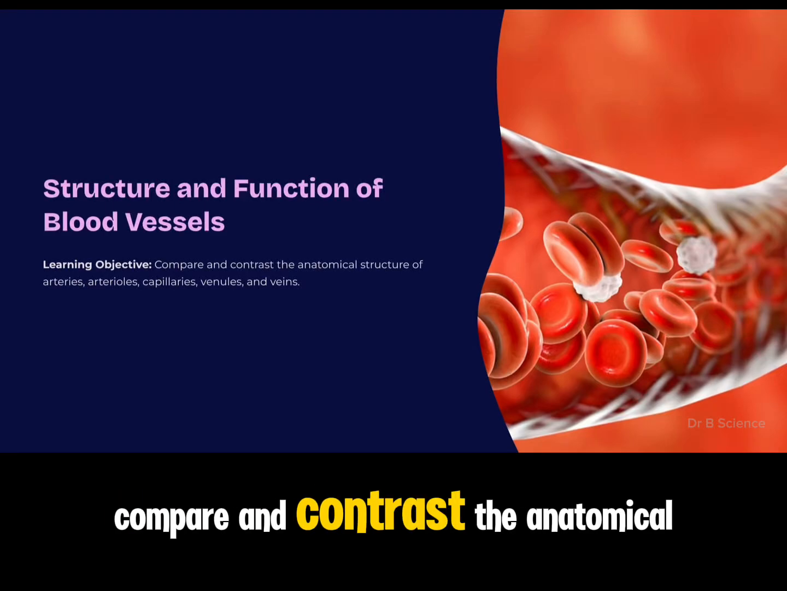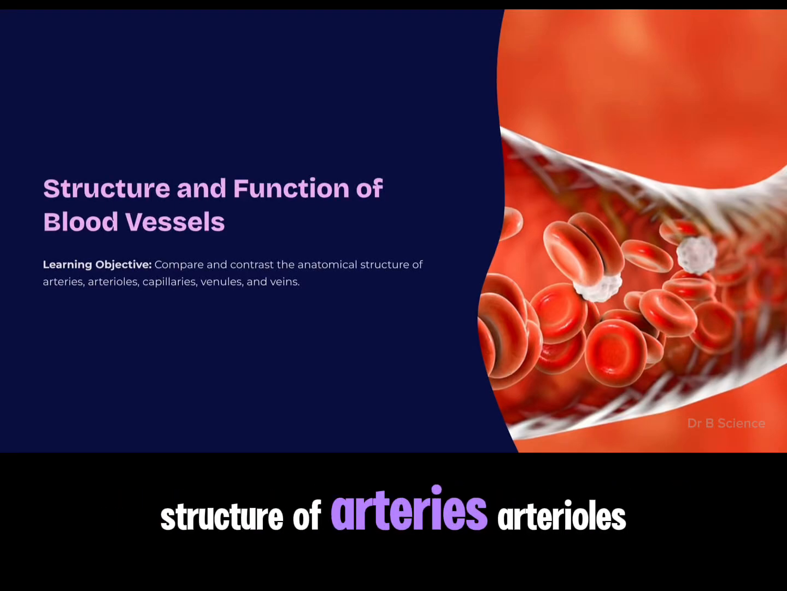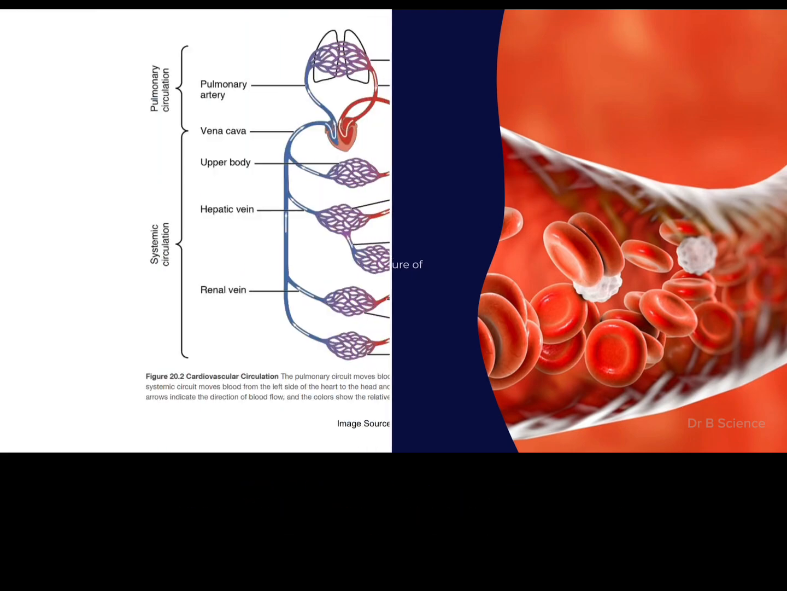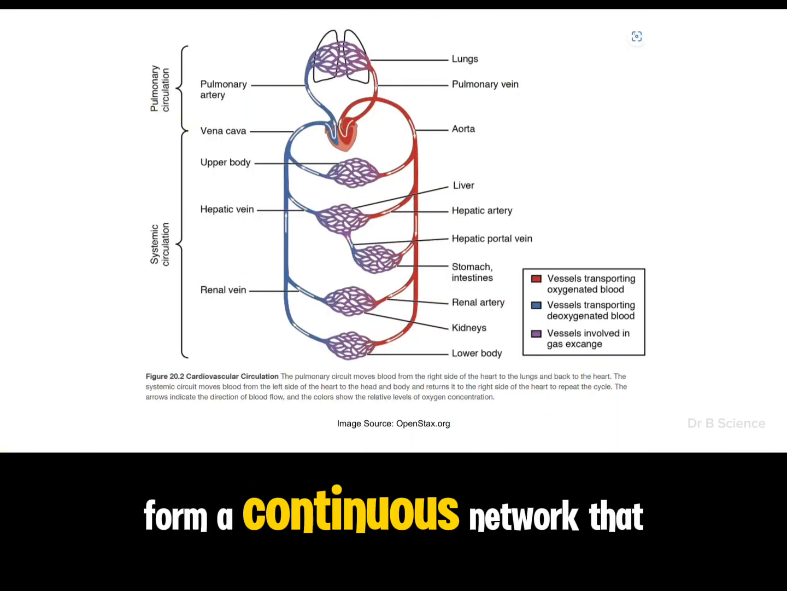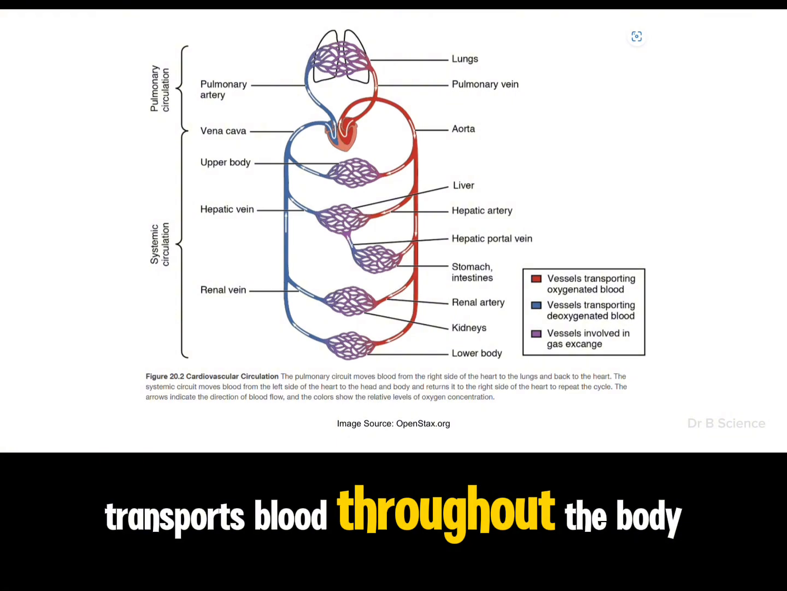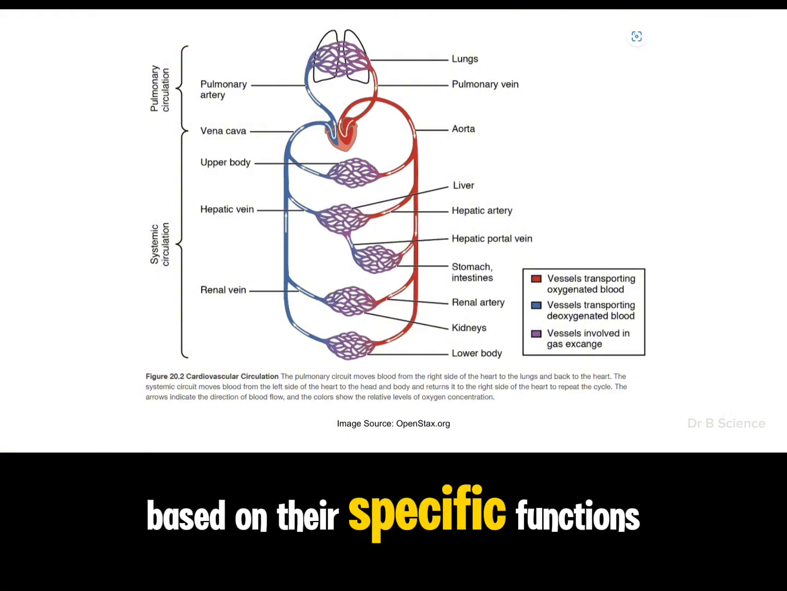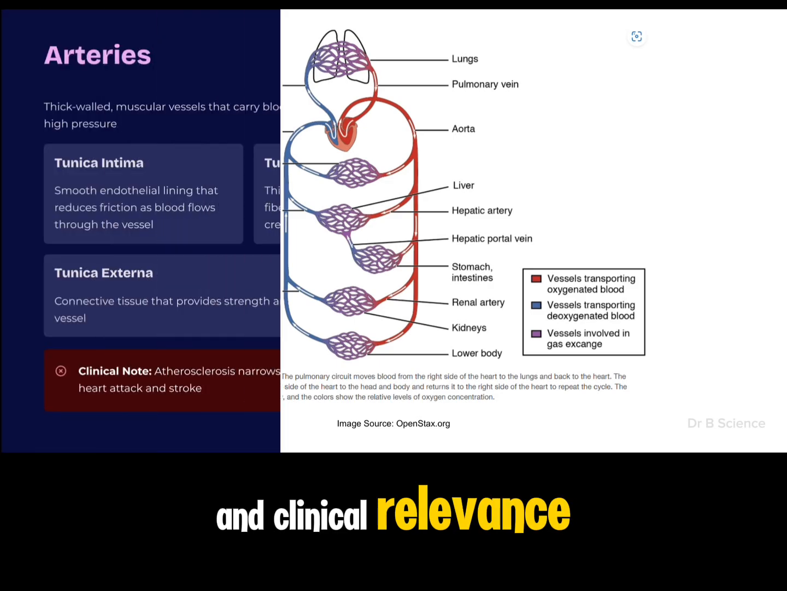Compare and contrast the anatomical structure of arteries, arterioles, capillaries, venules, and veins. Blood vessels form a continuous network that transports blood throughout the body, but their structures vary significantly based on their specific functions and clinical relevance.